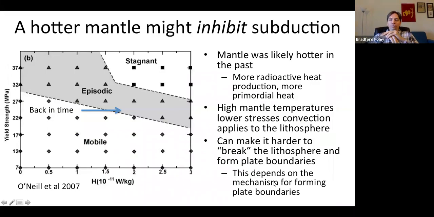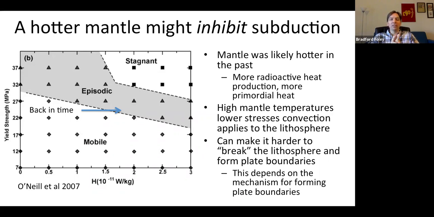Okay, so we know we've got these different regimes, right? So we want to think about whether there are reasons to think that the early Earth might not have been in a plate tectonic regime. And in fact, there are, and I'll highlight a couple of reasons that have been proposed for why the early Earth might have been less conducive to forming plate tectonics than the modern Earth.